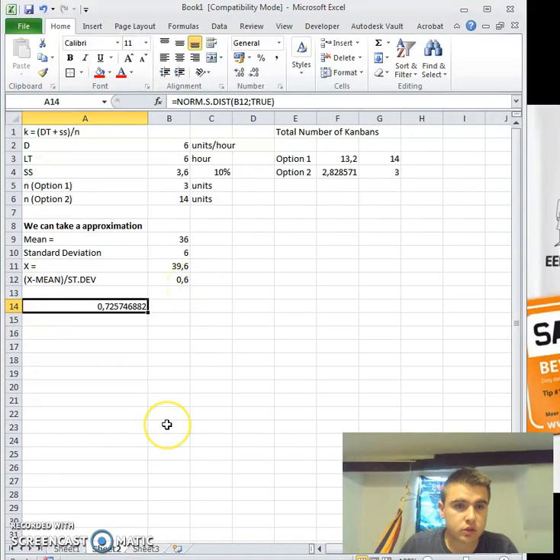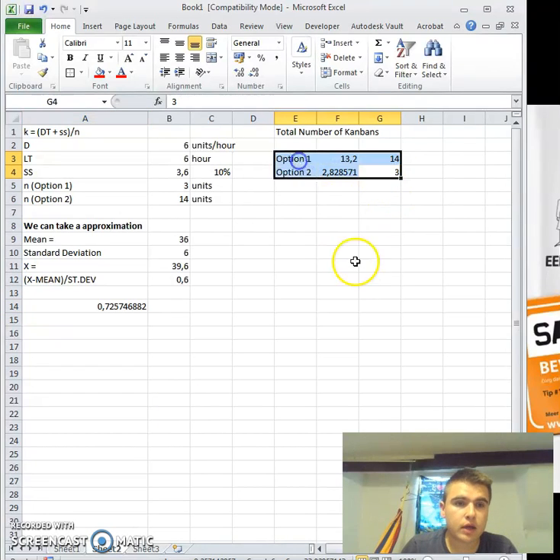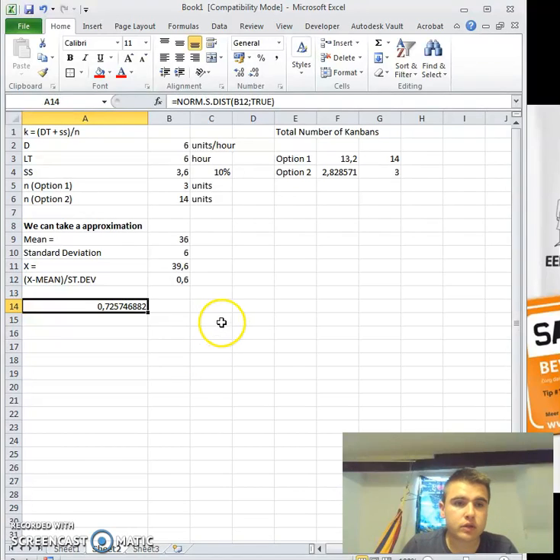So that was question 2. It was rather quick, so we used the Kanban formula with different types of capacities, but the usage and the understanding of how it works is completely the same. And then we found that with this specific safety stock, we have a service level of 72.6%.